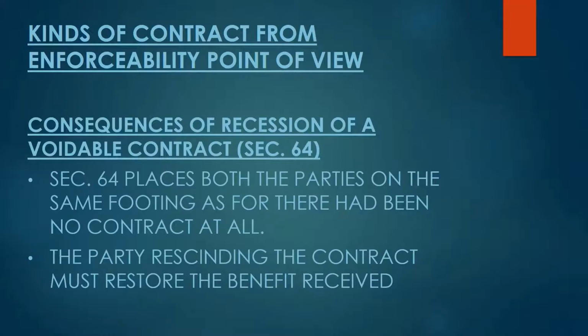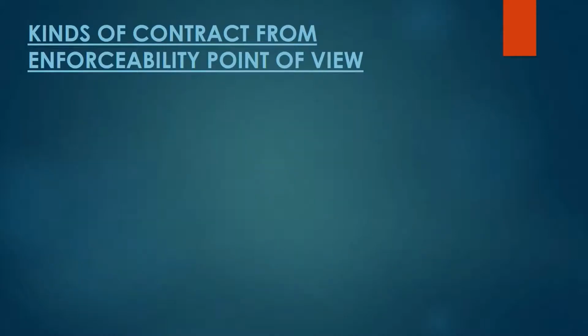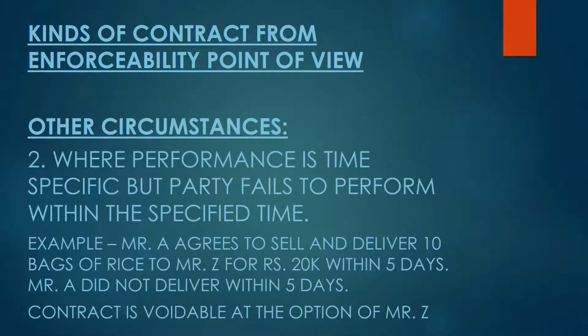So in the previous example where Mr. A agrees to sell and deliver 10 bags of rice. Let me go back to the previous example. Yeah. So here Mr. A agrees to sell and deliver 10 bags of rice. If any advance money is given to Mr. A by Mr. Z, then Mr. A is bound to return or restore this advance money to Mr. Z if the contract is made void. If the contract is rescinded by Mr. Z, Mr. A has to return the advance money to Mr. Z. Simple, right? Common sense. Okay. So this is all about voidable contract. Hope this is clear to you.